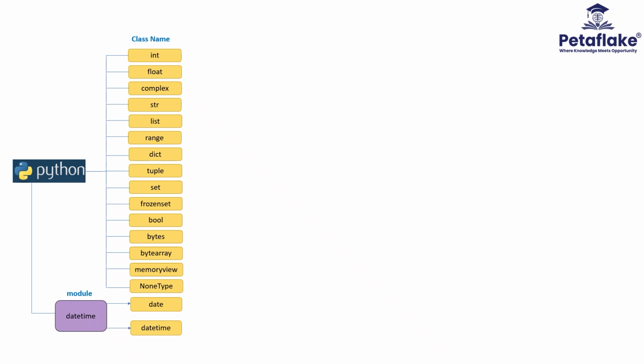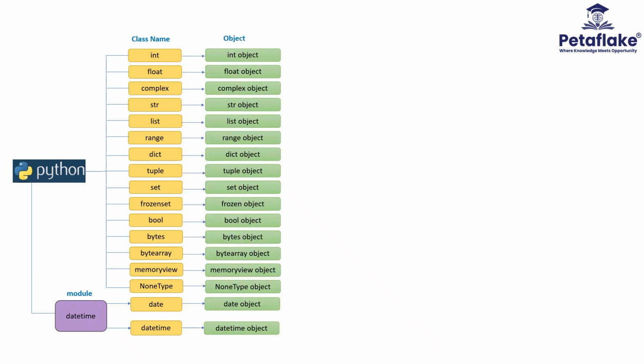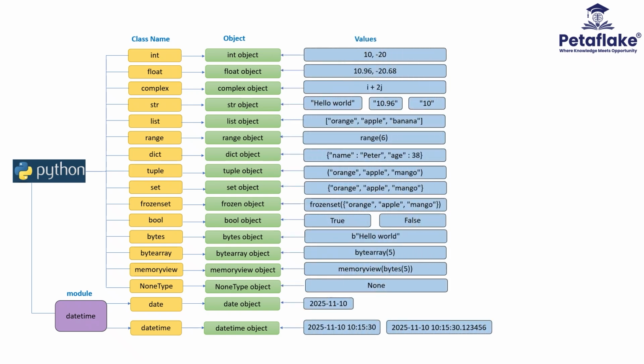Datetime is an inbuilt module available in Python. Inside the datetime module, date and datetime classes are present. We will learn how to import the datetime module and how to store the date and timestamp values using the date and datetime classes. Based on the value provided, Python automatically identifies the respective data type class and creates an object in the memory. Once the object is created, the value provided for the variable will be stored in the object's memory. These are the examples of values for each data type in Python.